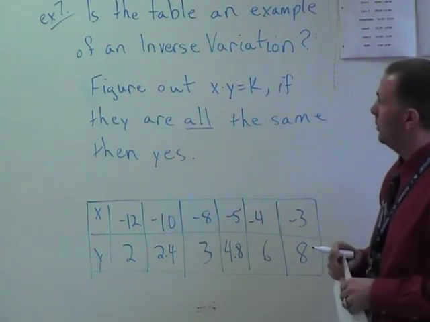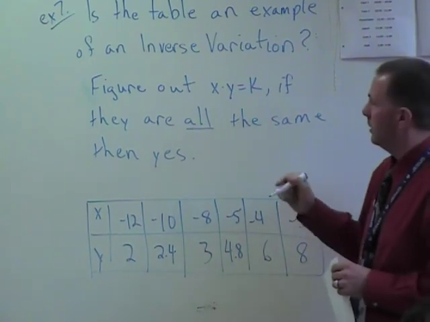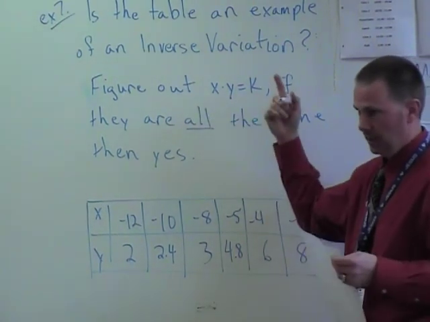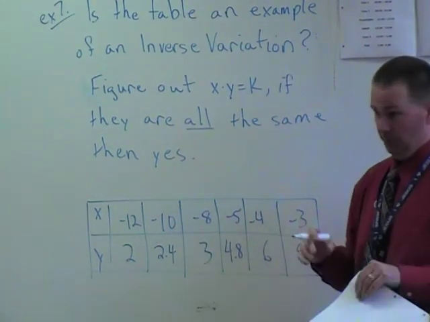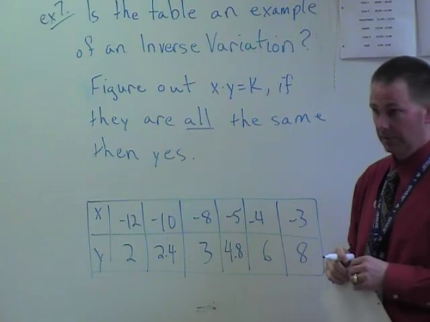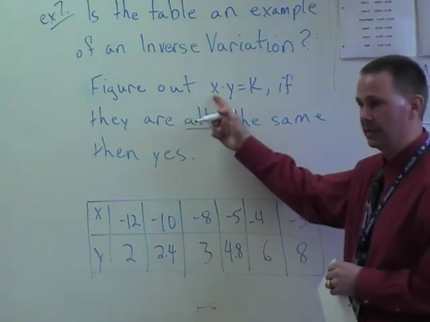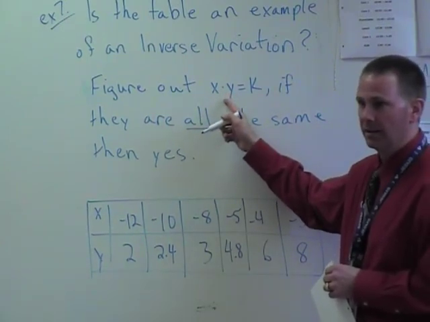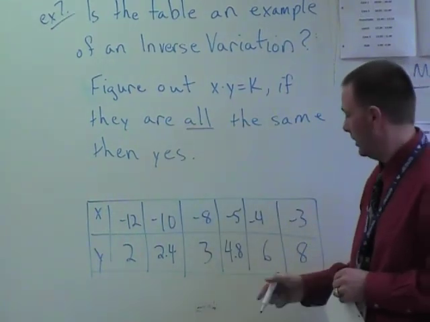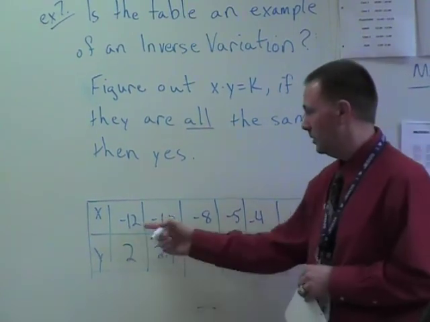Here's the table and an example of inverse variation. You just look at the inverse variation formula. Take x times y. If they are all the same, then it's inverse variation. Take an x and multiply it with its y. Wouldn't you have to do it twice to see if you get the same number? No, you gotta do it 6 times and see if you get the same number on all of them.